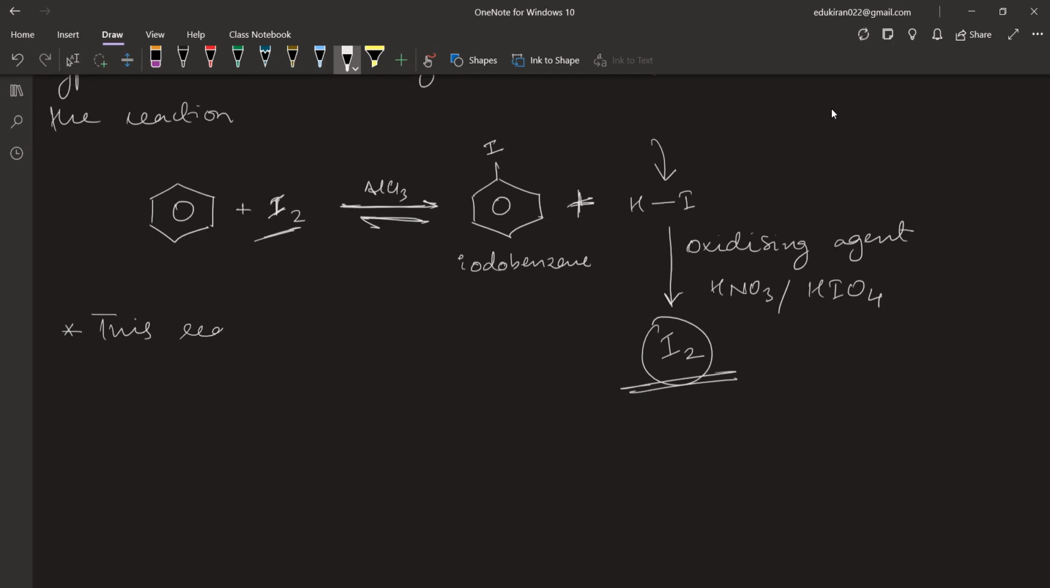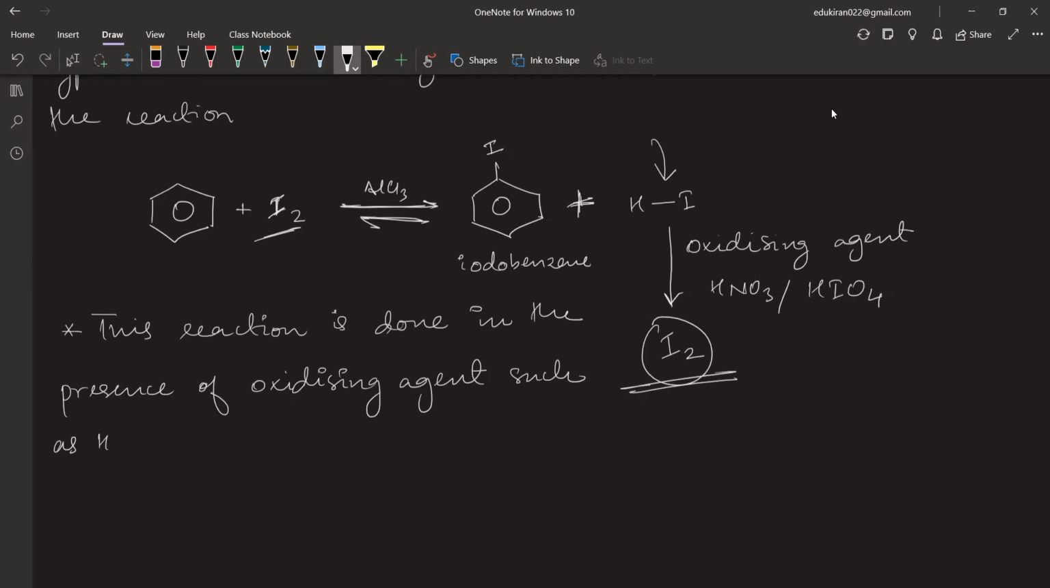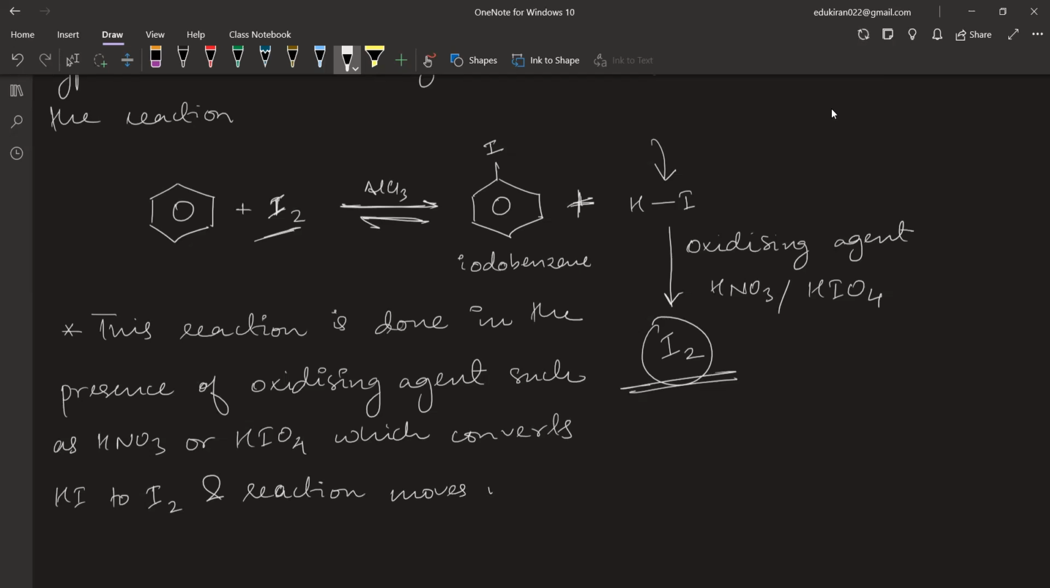This reaction is done in the presence of an oxidizing agent such as HNO3 or HIO4, which converts HI to I2, and the reaction moves in the forward direction.